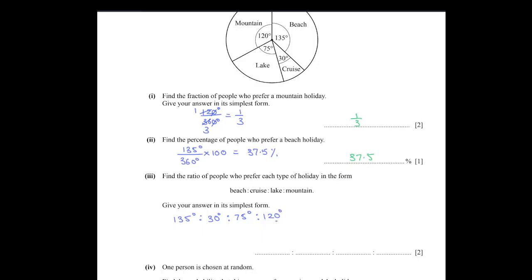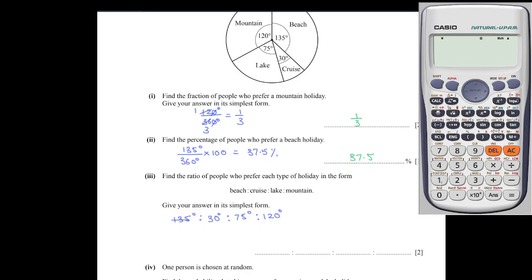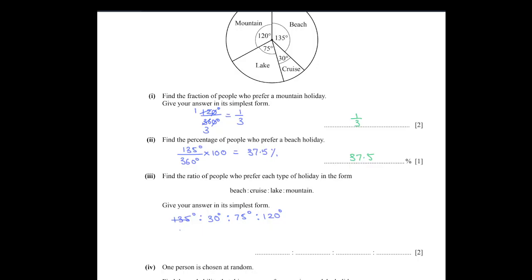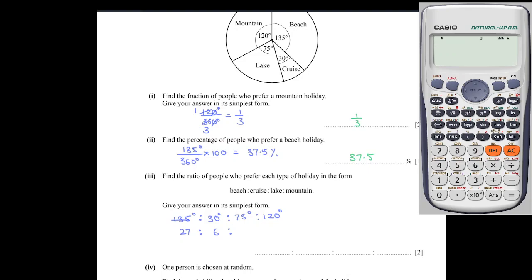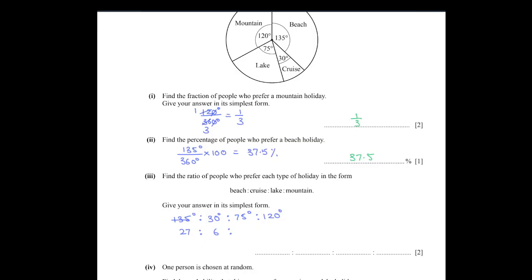Now take the common factor for each number and divide. If I see, every number is having 0 or 5 in its ones place, so I can divide by 5. 135 divided by 5 is 27. 30 divided by 5 is 6. 75 divided by 5 is 15.